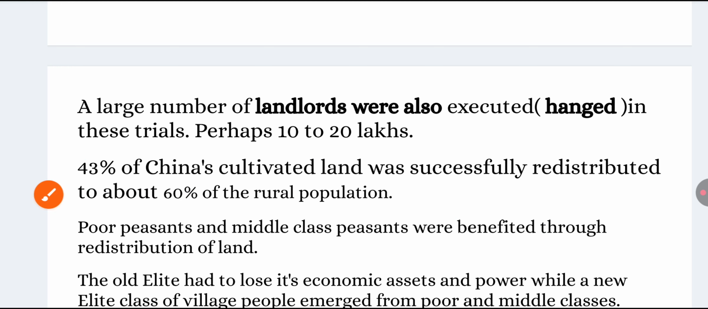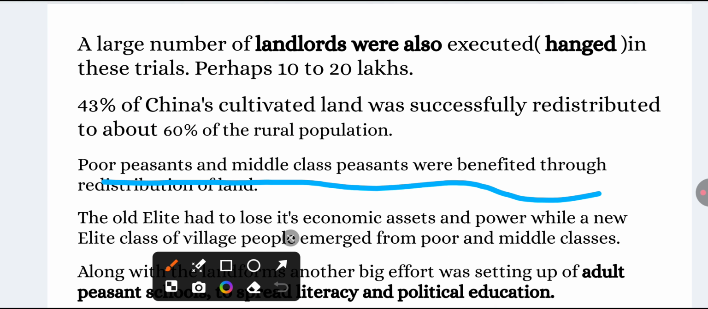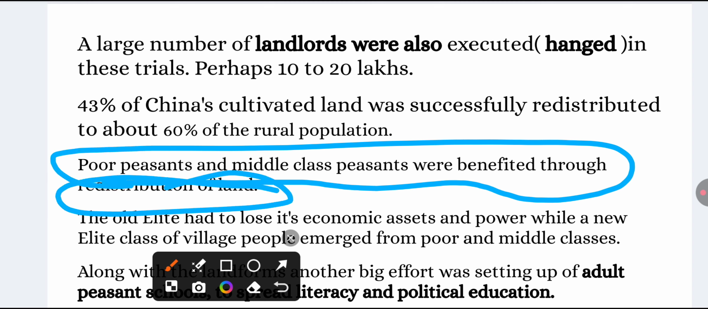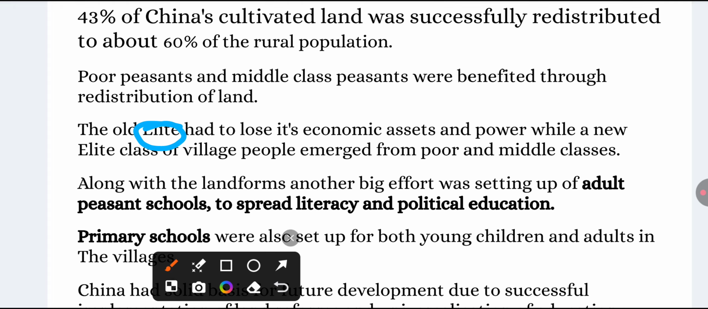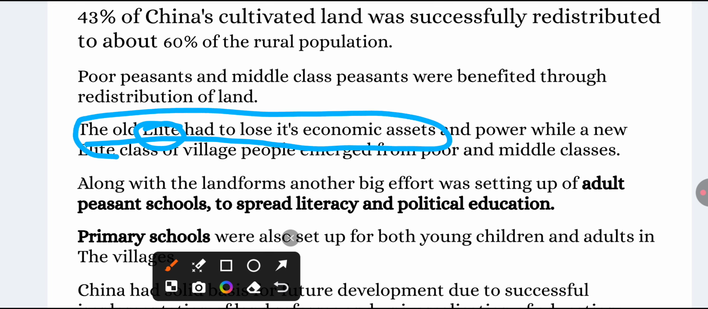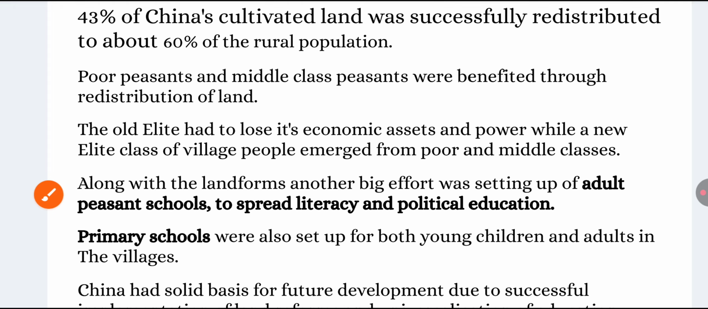Poor peasants and middle class peasants benefited through redistribution of land. After that, the old elite, the old rich people, who are the landlords, lost their economic assets and power, while a new elite class emerged in the villages from poor and middle class people.